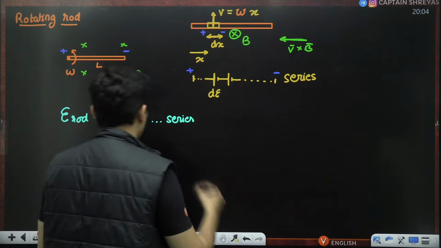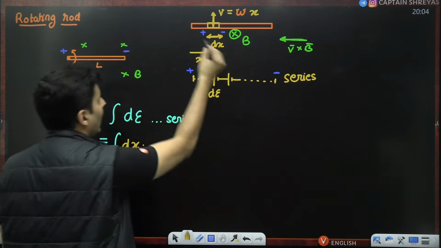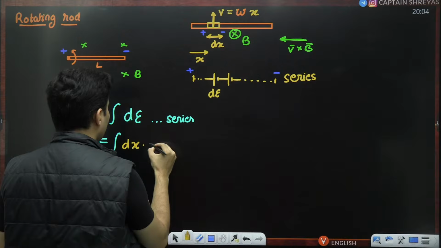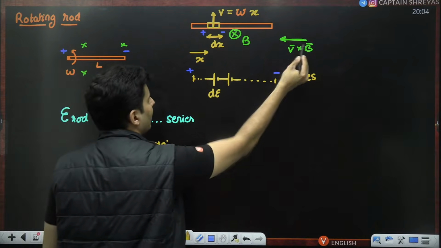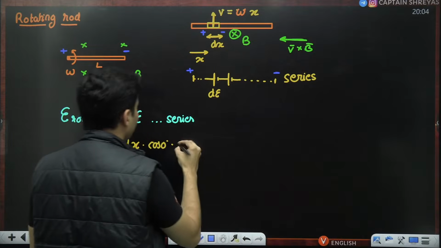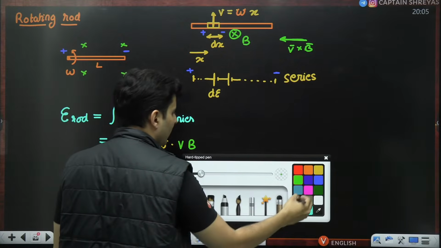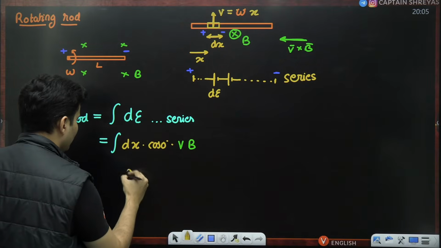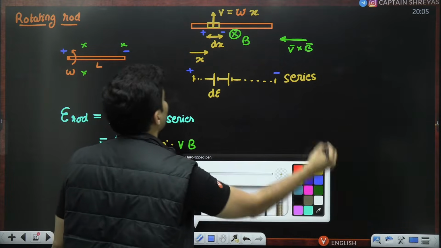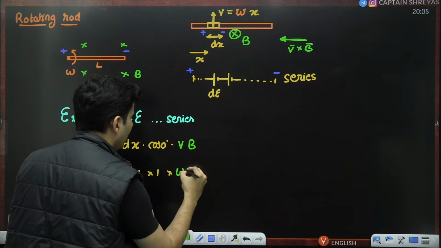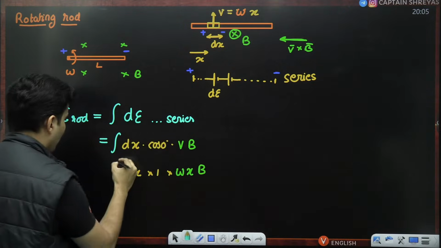Okay, so dx into, the angle between dx and v cross B is 0. So cos 0. Dot product is there between length and v cross B. And the magnitude of v cross B is v into B as it is. So what will happen next? Well, cos 0 is 1. So this is still dx, into 1. Velocity, we just wrote it down over here. It is nothing but omega x, and this is B as it is.